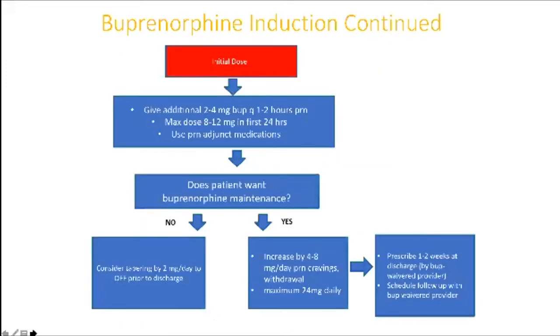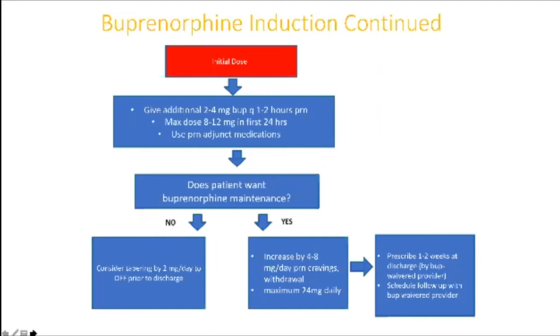So then from there, say you're treating them in an acute setting. If they don't want maintenance, you would taper off by 2 milligrams a day prior to discharge. If they do want maintenance, you would increase by 4 to 8 milligrams daily, as needed for withdrawal, hopefully getting up to a max before discharge of 24.